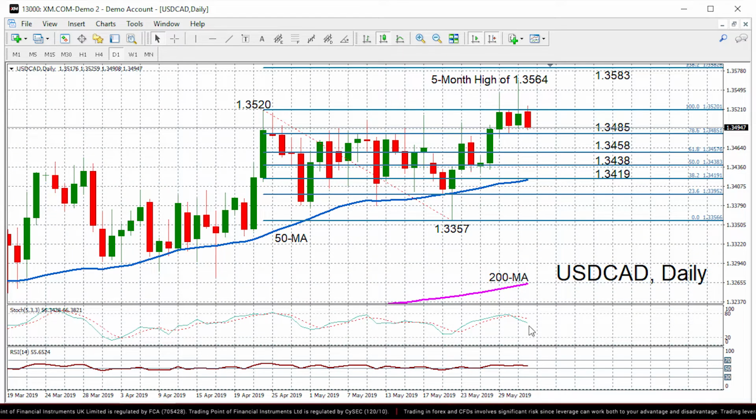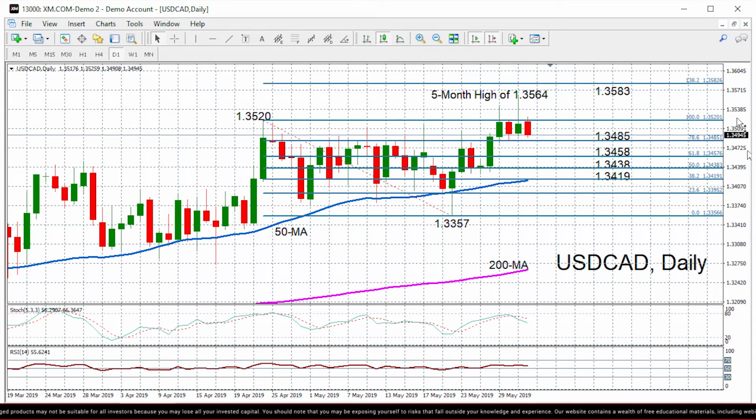And finally, for today, we've got USD versus the Canadian dollar. It's looking rather neutral at the moment. We're seeing some weakening of the positive momentum we saw over the past week or so. We've got immediate resistance at last week's 5-month high of 1.3564.